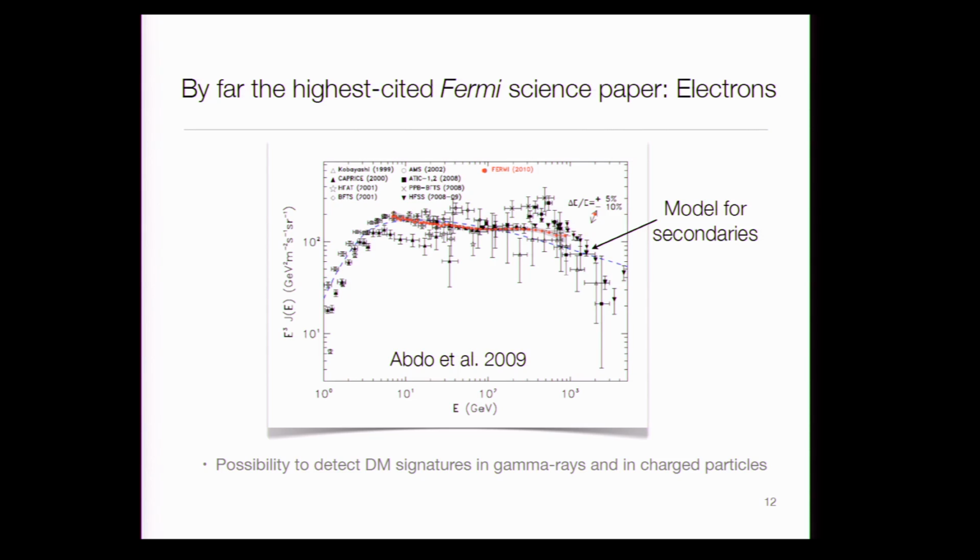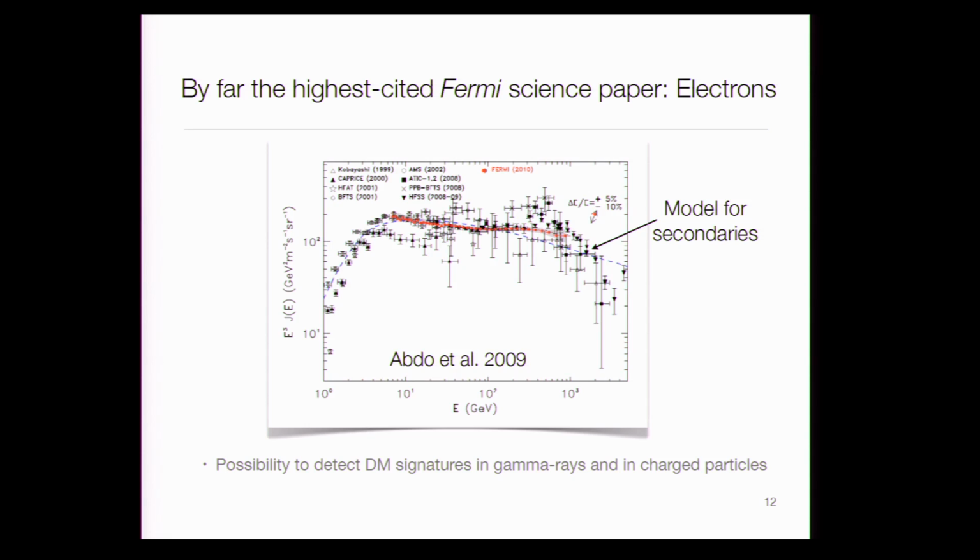By far the highest cited Fermi science paper is a paper about a measurement of the electrons, not the gamma rays, which is somewhat ironic because, of course, we are a gamma ray detector, but nevertheless, this received a lot of attention, the measurement of the electrons. You can see it here compared to previous measurements, and you can see that our error bars are really tiny because they're very, very hard to see, even though we included systematic errors.